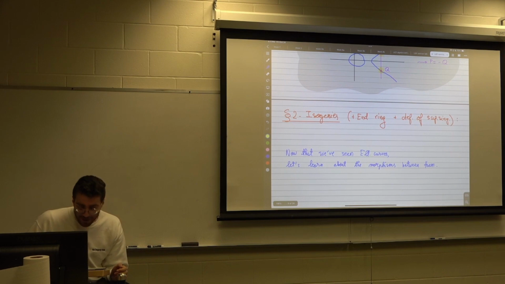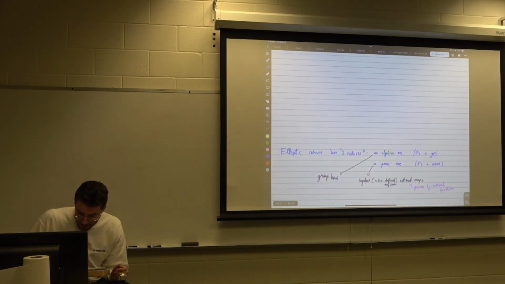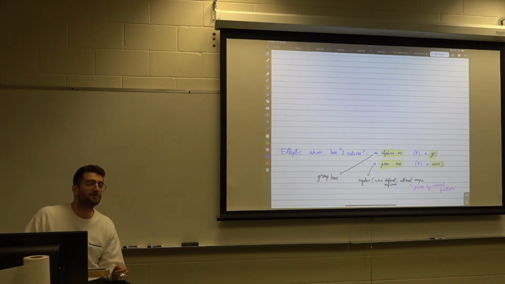But now we're working with an elliptic curve. These elliptic curves have two natures. There's the algebraic nature, because it's a group. GP stands for group here. But it has a geometric nature, because it's a curve. So a morphism of elliptic curves has to respect both the algebra and the geometry. The algebra is a group, so what's the morphism of groups? It's just a group homomorphism. Hopefully you all know what that means.